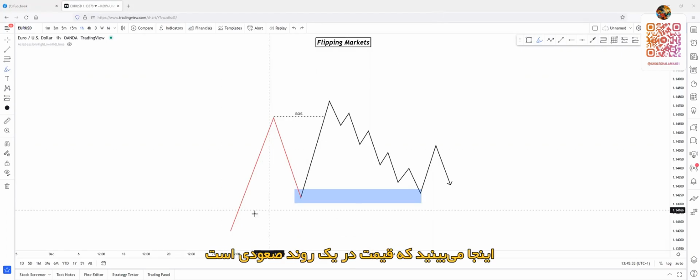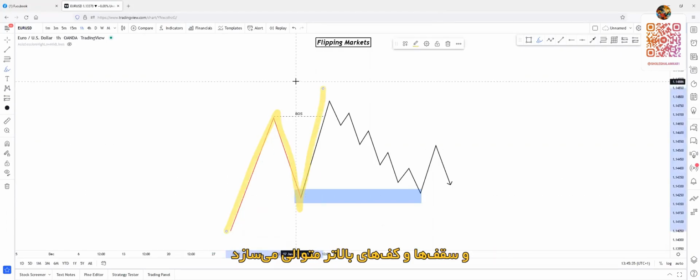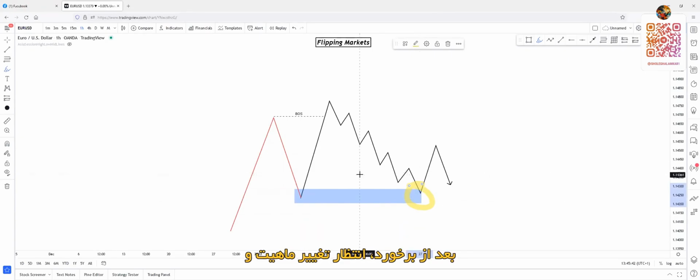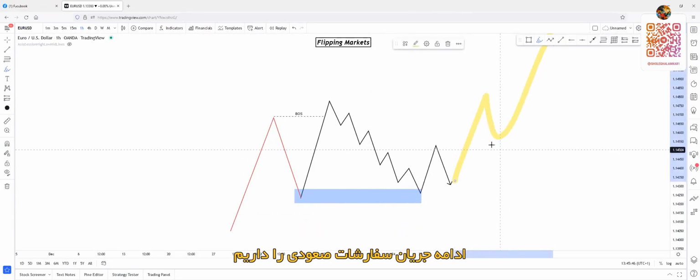Okay, so as you can see, price is moving in an uptrend here, creating a series of higher highs and higher lows. So the expectation is that order flow is bullish, right? We are expecting the top of this demand zone, and after the top of this demand zone, we are expecting a change of character, and after that the continuation of the whole bullish order flow.